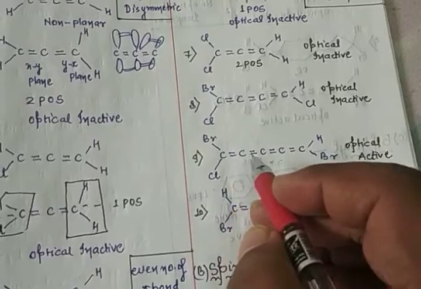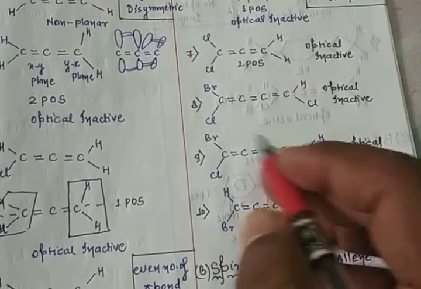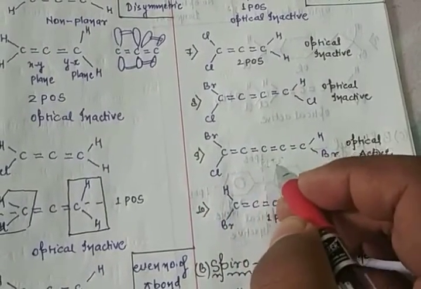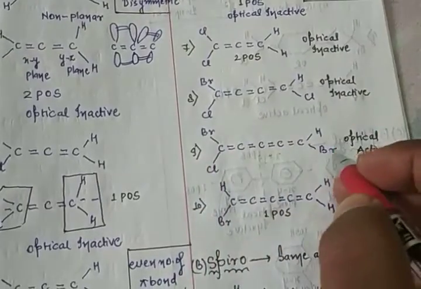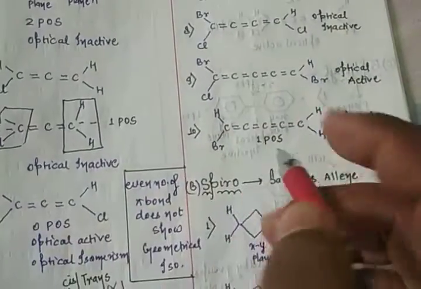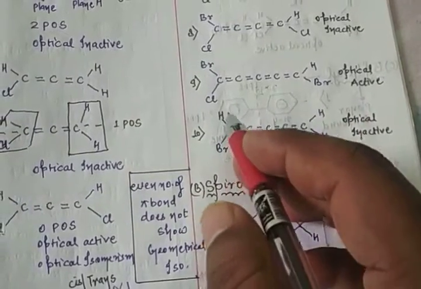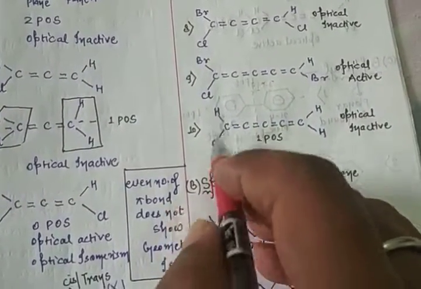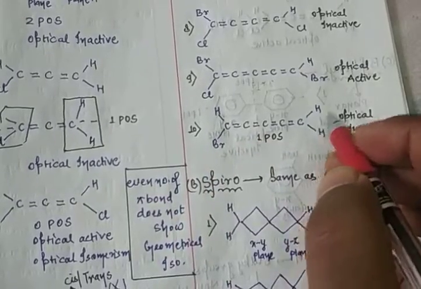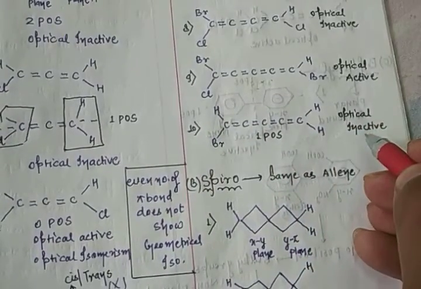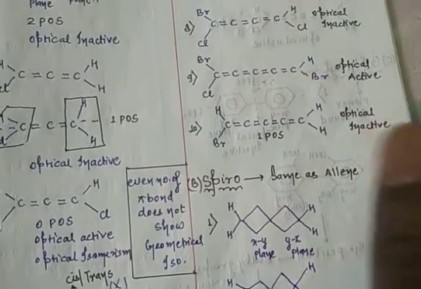Just check 1 2 3 4. There are 4 double bonds, and this is an even number of rings and the substituents are different. It means optically active. Now again the 1 2 3 4 number of double bonds, so just check. In this case there is a different group, so there is no plane of symmetry, but in this case there is a plane of symmetry. This means this is optically inactive.